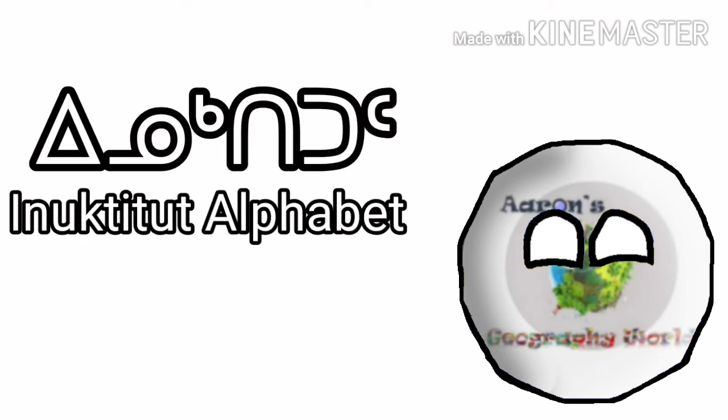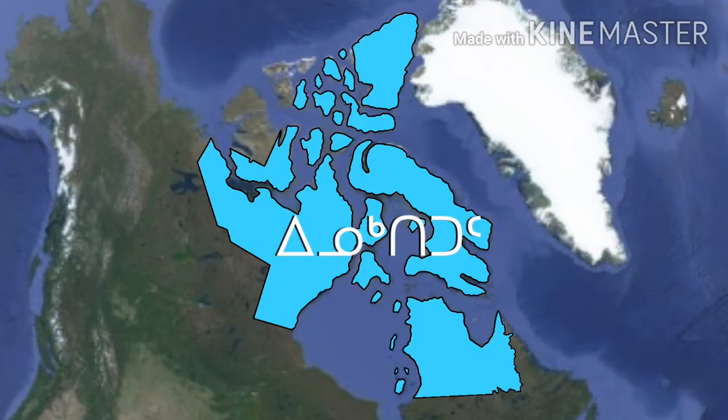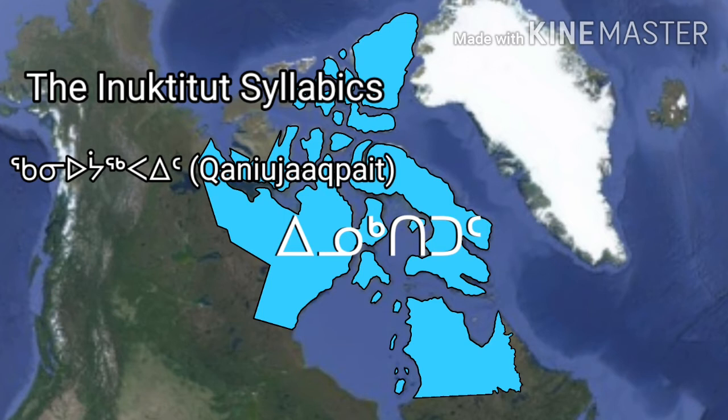So in this video, I will explain the Inuktitut alphabet. If you don't know, the Inuktitut syllabics, or Qaniujaaqpait, is an abugida type writing system used in Canada by the Inuktitut-speaking Inuit of the territory of Nunavut and the Nunavik region in Quebec.